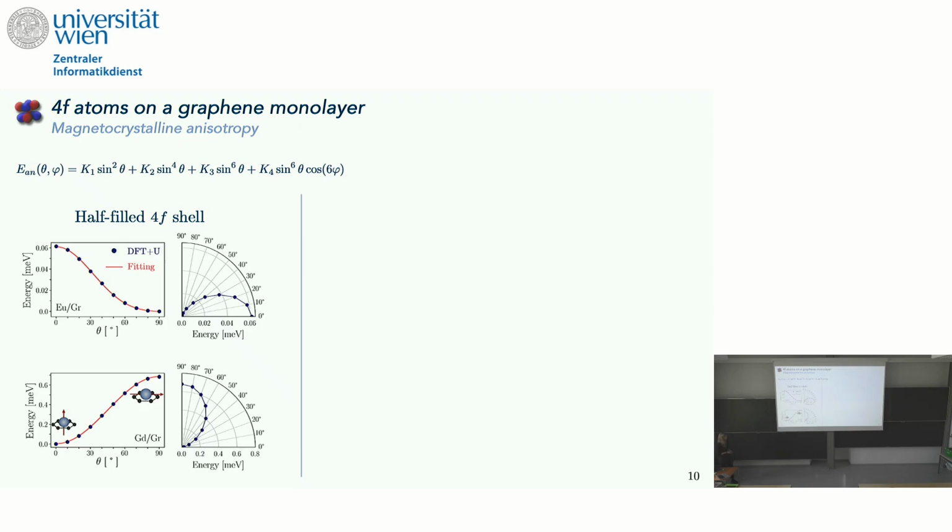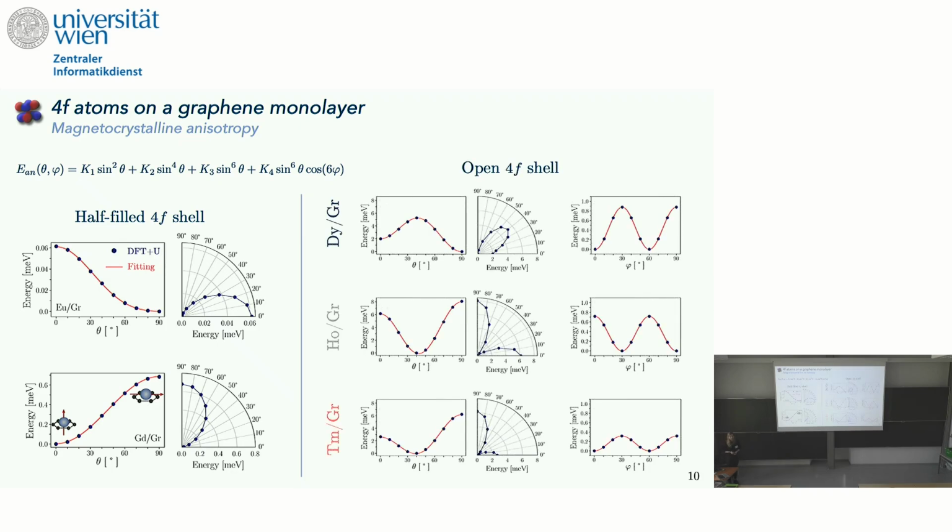5d electron also. If you go towards open 4f shells, we can see a different situation. Now we have a highly anisotropic behavior in space, and also the energy scale is quite larger. So we can reach several milli-electron volts of magnetic anisotropy, which is quite nice if we consider that, as I said at the beginning, graphene is not a source of spin-orbit coupling. And here on the right, we have also the in-plane magnetic anisotropy, so with varying phi, where you can see that energies repeat every 60 degrees, so it reflects the hexagonal symmetry. But overall, in terms of magnitude, the in-plane contribution is always smaller compared to the out-of-plane one.